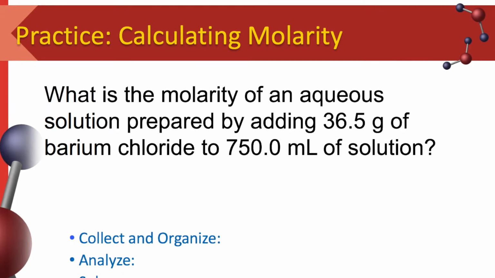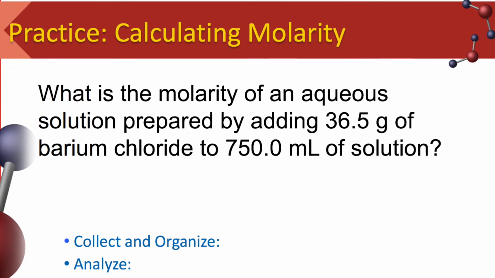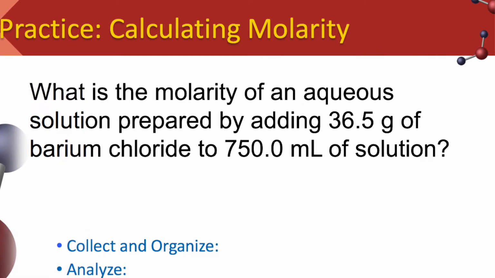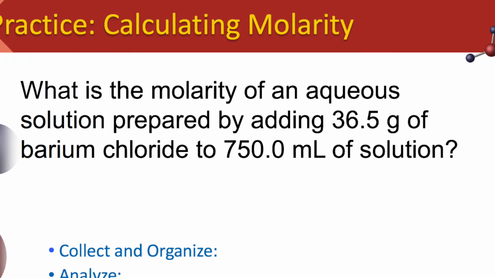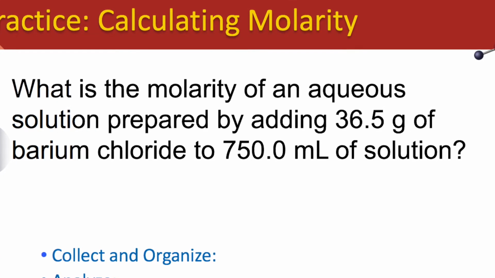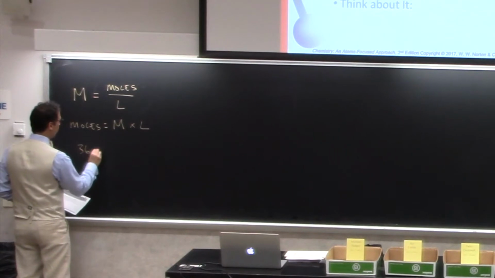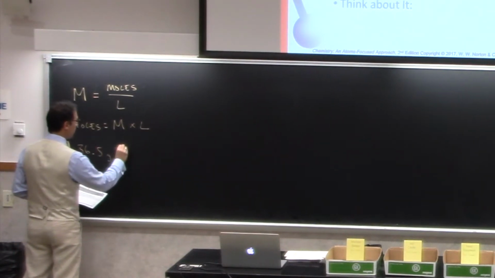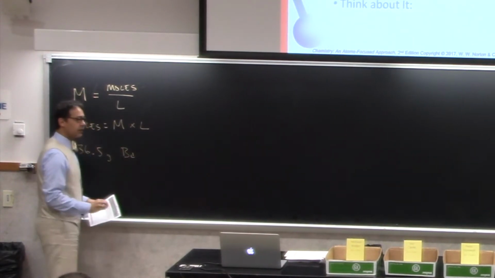So for example here, it says what is the molarity, or what is the concentration of an aqueous solution prepared by adding 36.5 grams of barium chloride to 750 milliliters of solution. So I'm trying to make this as complicated as I possibly can here. I've got 36.5 grams of barium chloride. Barium and chlorine.